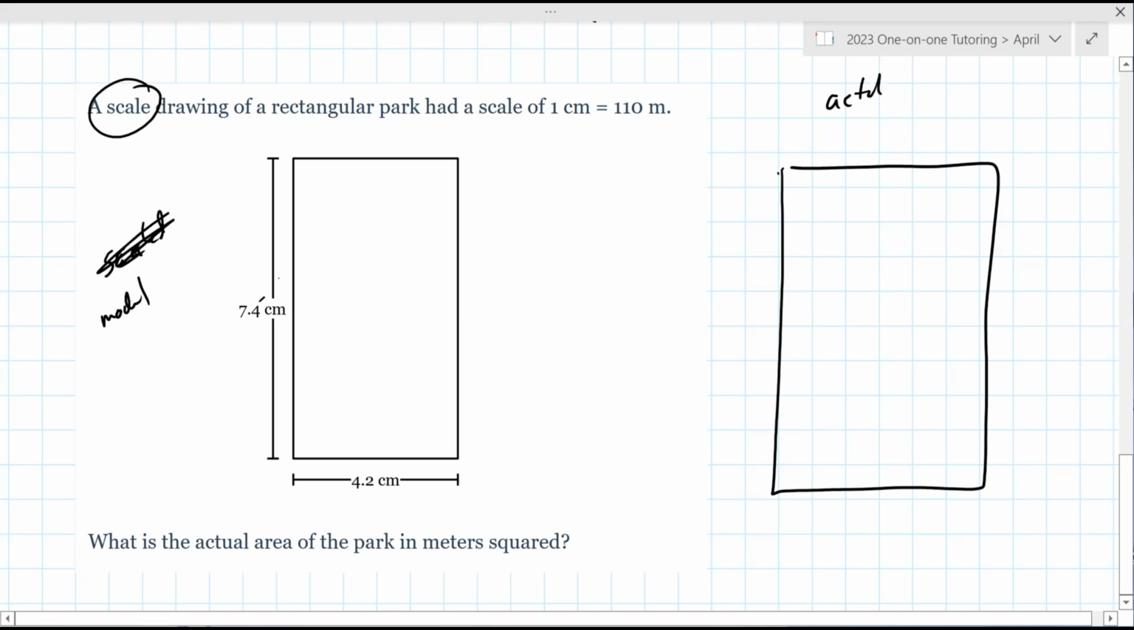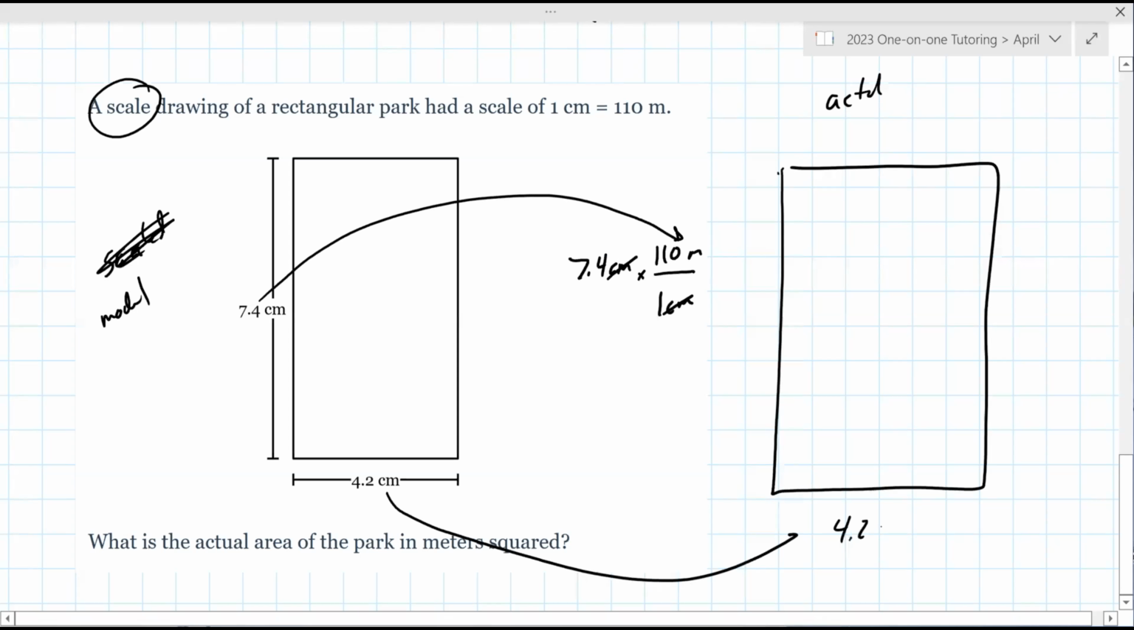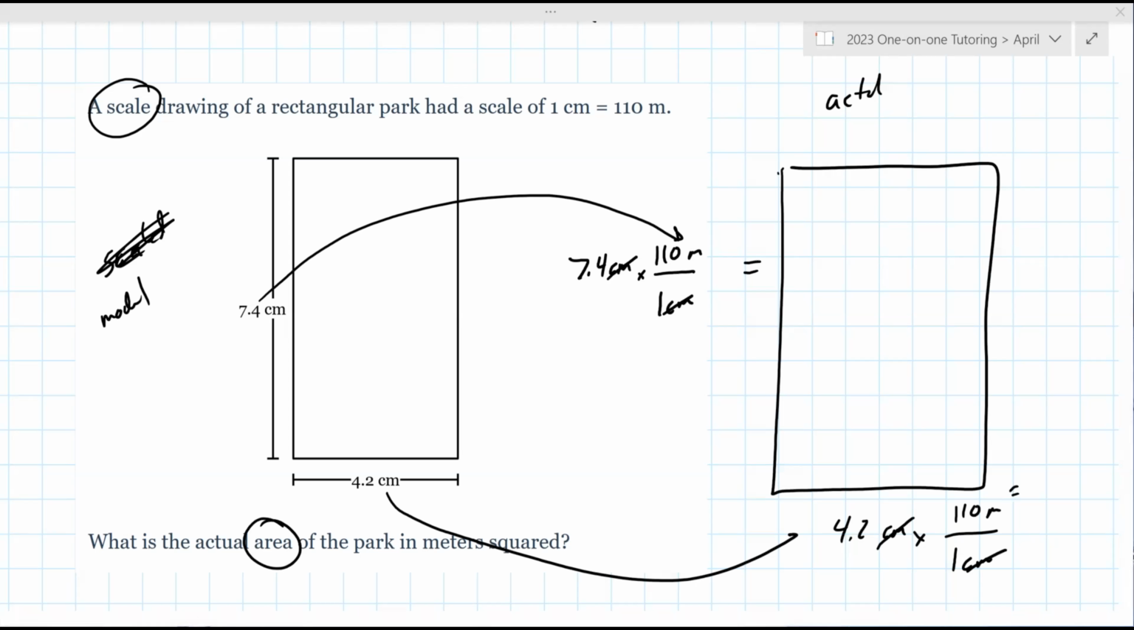So again, just like before, the reason you're multiplying is because of the unit conversion. It's 1 centimeter on the bottom becomes 110 meters on the top. The centimeters cancel. That's why you're multiplying. The 4.2 centimeters times 110 meters per 1 centimeter, and those do cancel. So from there, you multiply these, and then we're looking for the area this time, not the perimeter. So we'll do something slightly different. Let's just get these numbers and see if we're consistent here.